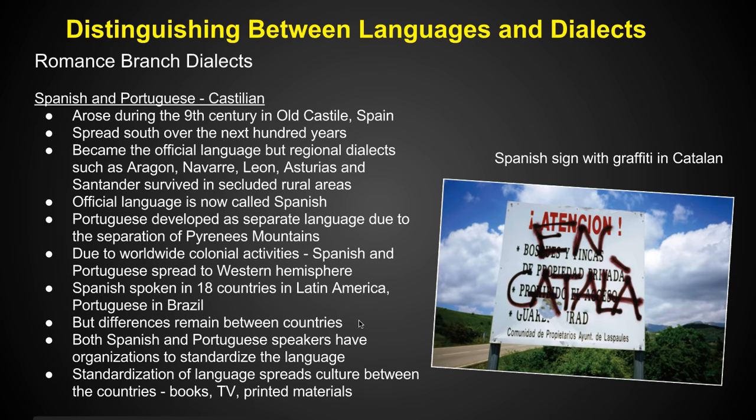Differences still remain between these countries. Both Spanish and Portuguese speakers have operations to standardize the language. They've done things to make the languages lasting and regulate it to where it doesn't have all these variation between countries. The standardization of the language spreads culture between the countries through books, TV, and printed materials.